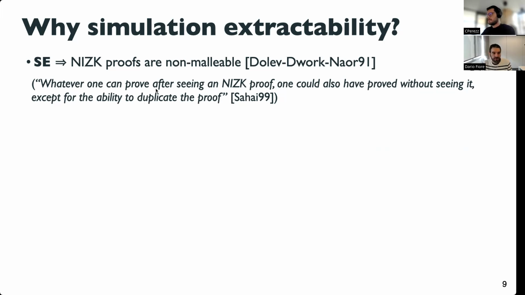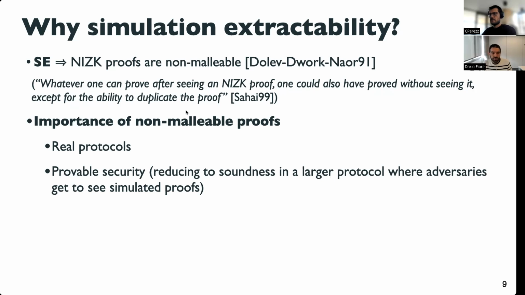And that's what, for example, Sahai, who introduced this notion of simulation soundness, wrote: essentially, this implies that whatever one can prove after seeing a simulated proof, one could also have proved without seeing it, except for just duplicating the proof. So there are two important reasons for non-malleable proofs.